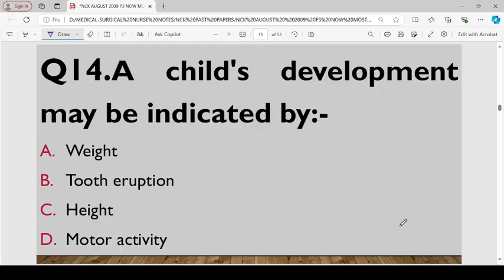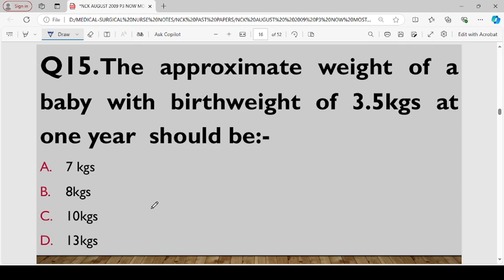Number 14, a child's development may be indicated by, right. So when you talk about weight, this is about growth, all right, which may be indicated by the nutrients that maybe you're having. Tooth eruption demonstrates both physical and developmental milestones, so it's the best answer here. Height is still about growth as well as some motor activities.